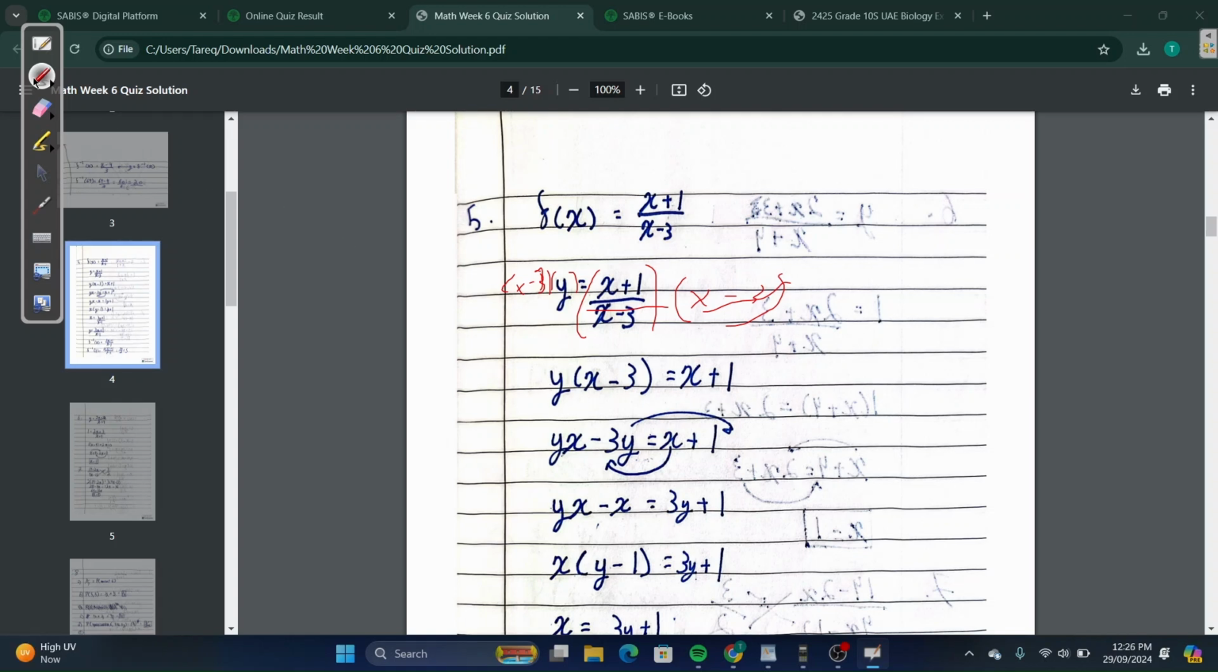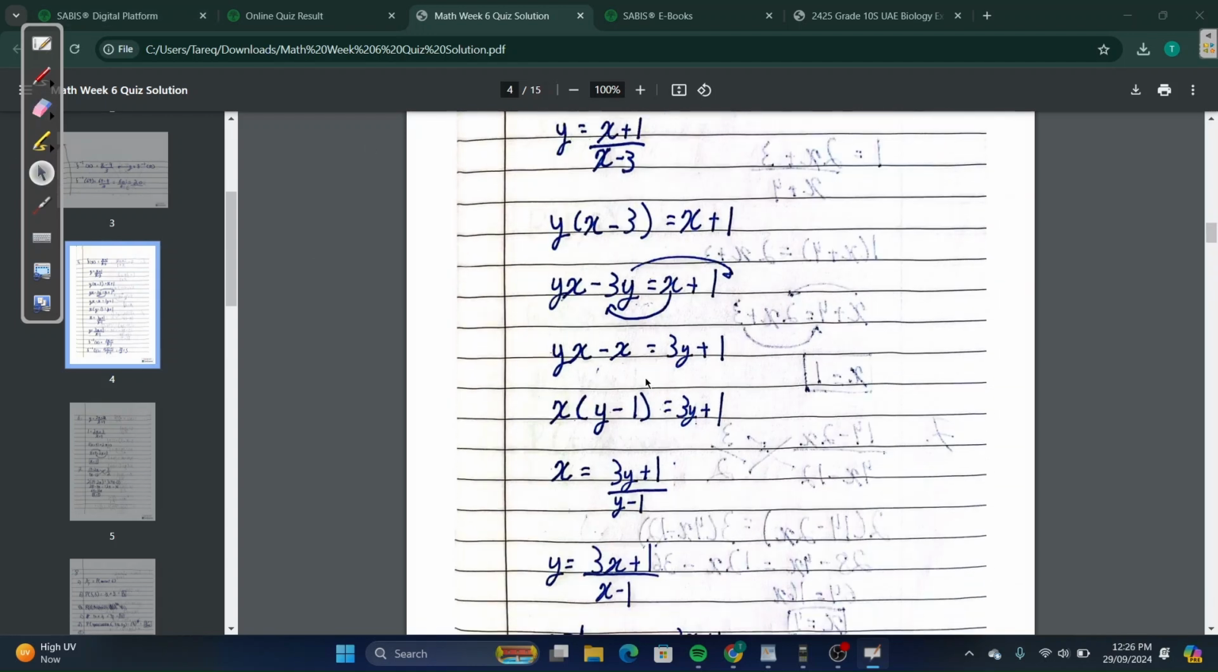Don't expand when you're writing functions. Preferably don't expand. You can, but it's going to make it complicated and you're probably not going to get the same answer as the options in the quiz. So I say that and I expanded. Okay, my bad. So you expand y into x minus 3 and x plus 1.